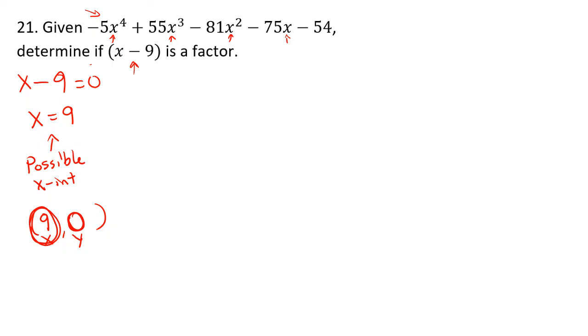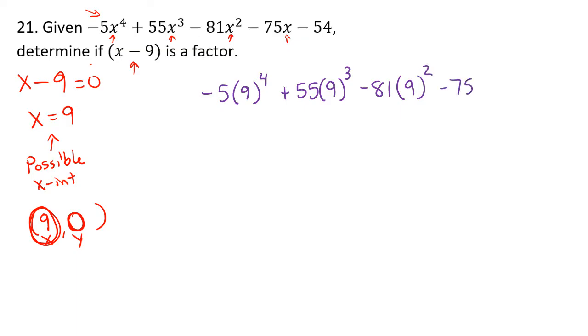So let's look at the algebra. So if I have negative 5 times 9 to the 4th power plus 55 times 9 to the 3rd power minus 81 times 9 to the 2nd power minus 75 times 9 minus 54. So I'm going to go to my calculator. I'm going to type in negative 5 times 9 with an exponent of 4.